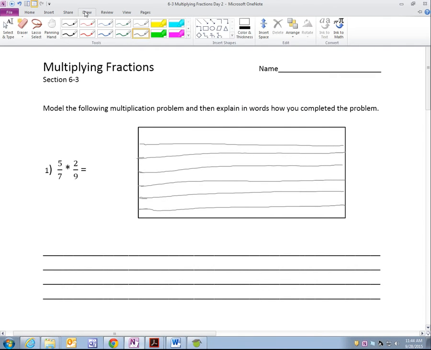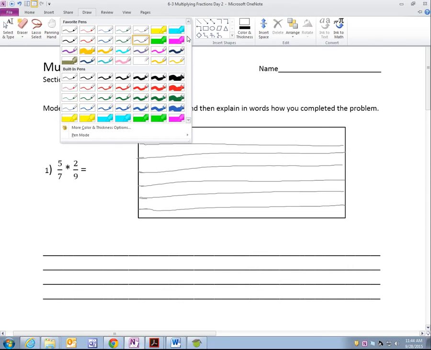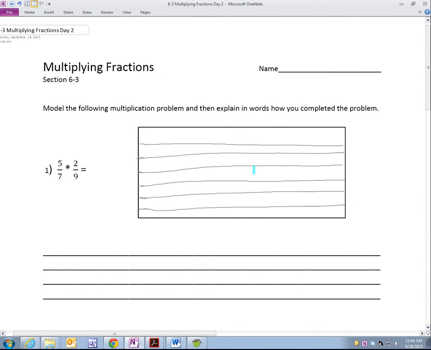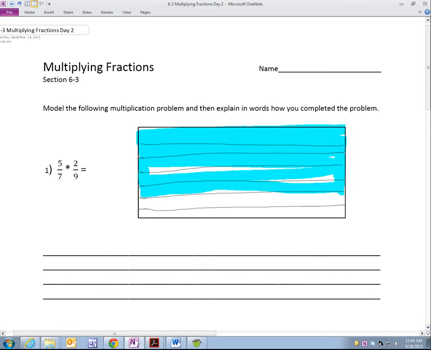So I'm going to shade in 5 of those 7s. Okay, so I'm done shading 5 of those 7s. Just do it nice and light, if you want. It doesn't have to be a beautiful piece of art.